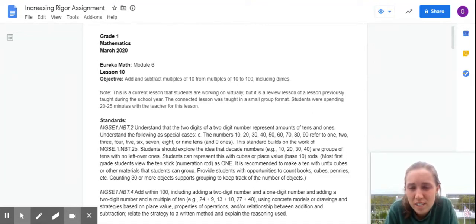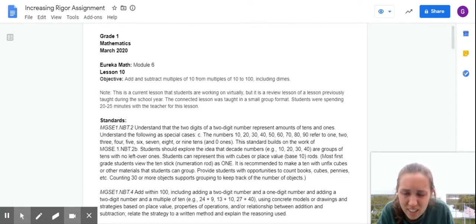Hi, all. So, the lesson that I'm working on is a mathematics lesson from first grade. It's coming out of Module 6, Lesson 10. And so, I did want to note this is not a lesson that I have taught.